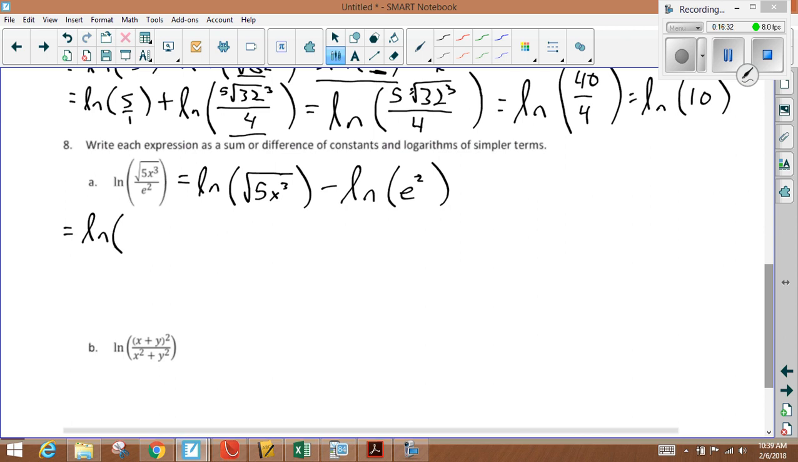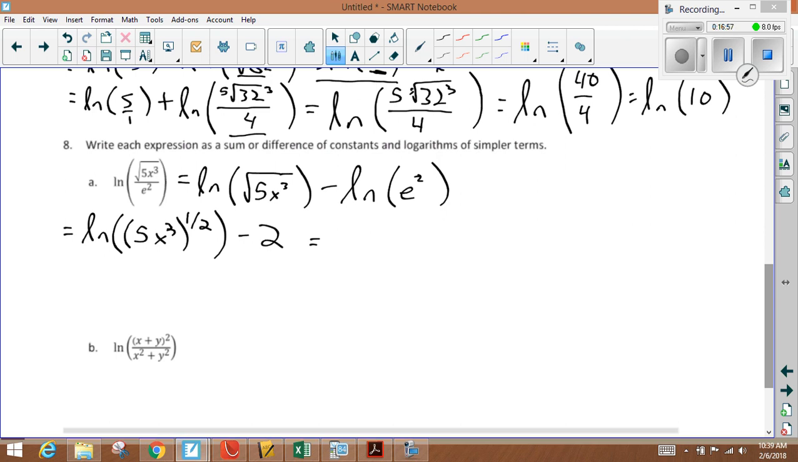Natural log of, I'm going to go ahead and write it as 5x cubed to the 1/2 power, right? So the square root is the same thing as raising something to the 1/2 power. And we just determined that this stuff is 2. Yay!